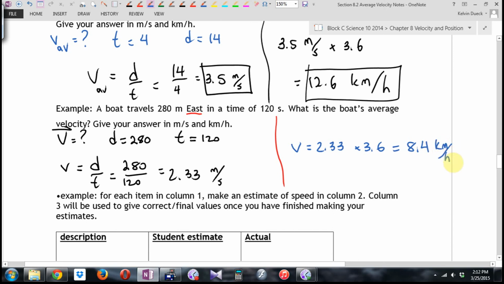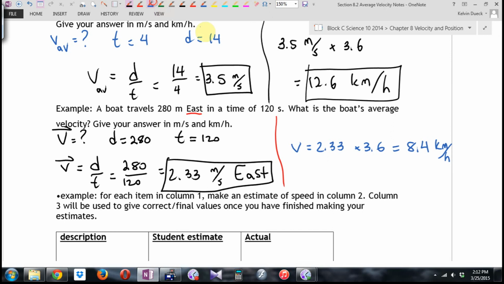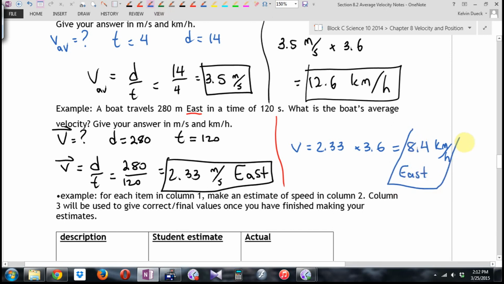I got these. And these are both wrong. The values, technically 2.33 and 8.4, are those the ones you got? The reason they're technically wrong is they asked for velocity, which is a vector, so I should include the direction, east, which is what the question said we were traveling.